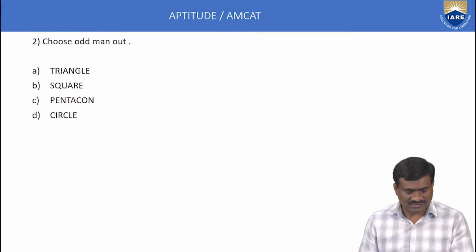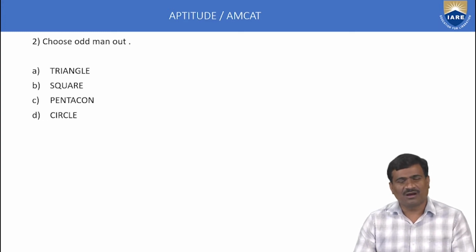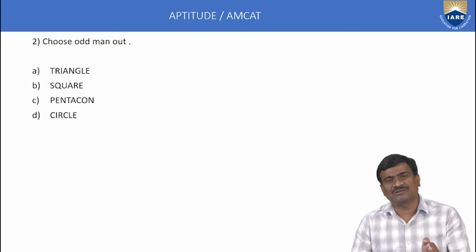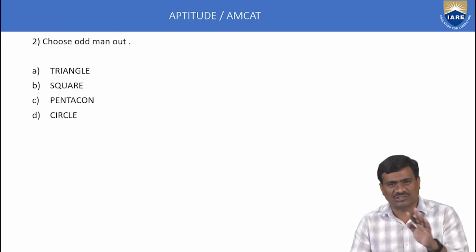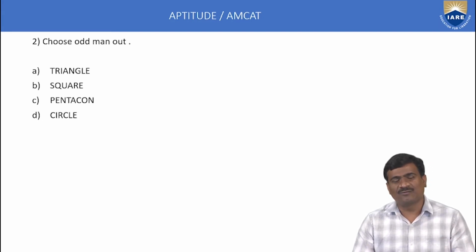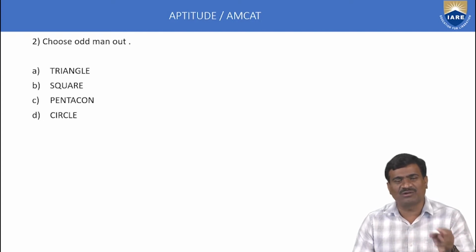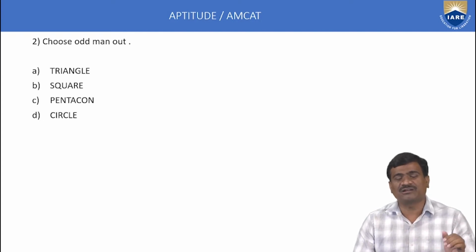Next, the second question: choose the odd man out. Odd man out is also called classification. Both have the same meaning. In the odd man out topic, 4 options or 5 options are given. 3 options follow the same logic, and 1 option does not follow that logic. That is called the odd man out.